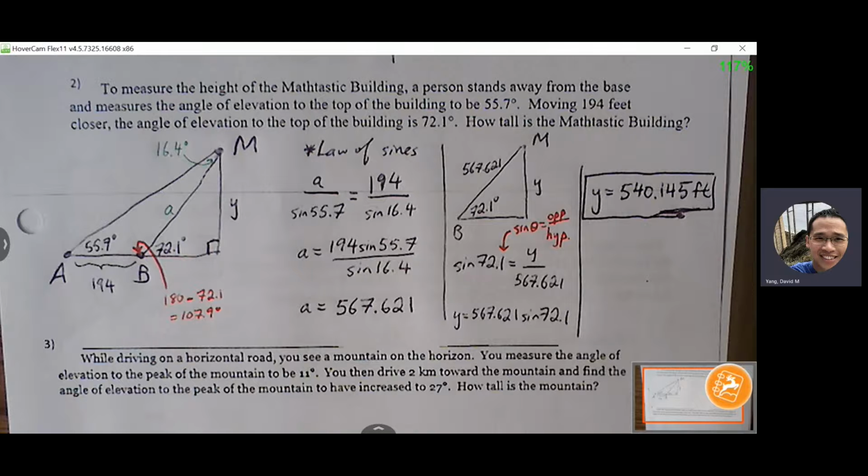Okay, any questions with 2? Number 3 is going to feel very similar in terms of the setup, so go ahead and try number 3 to see if you can recreate those similar steps as number 2.